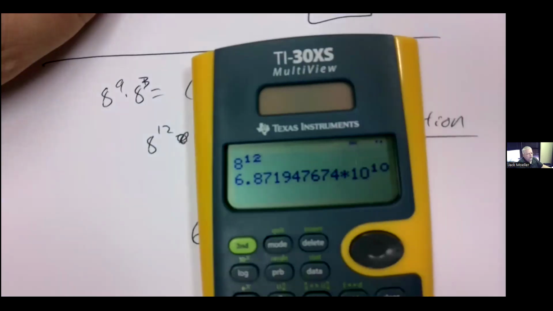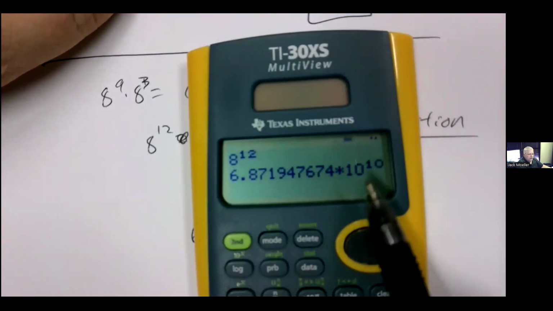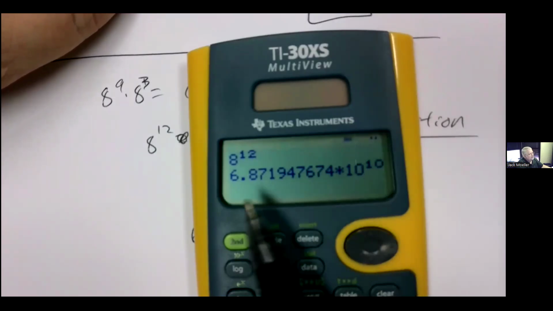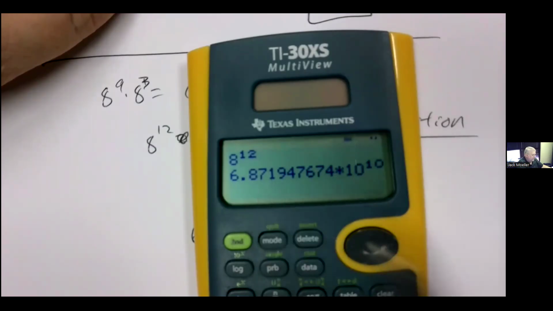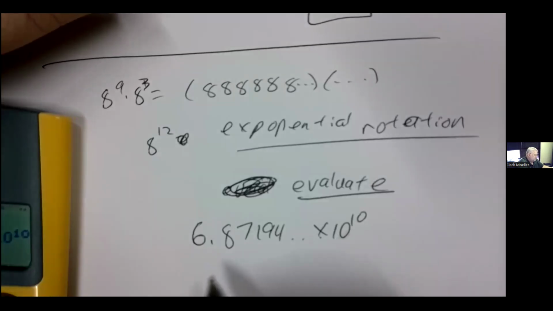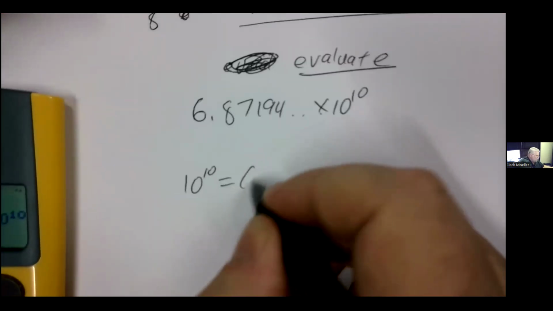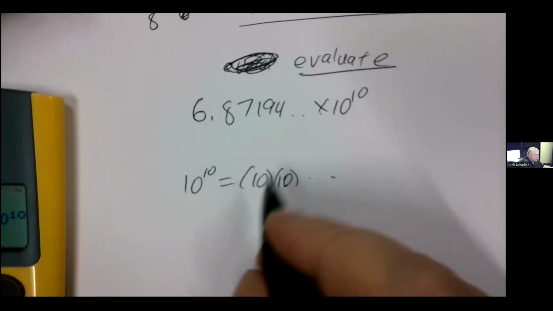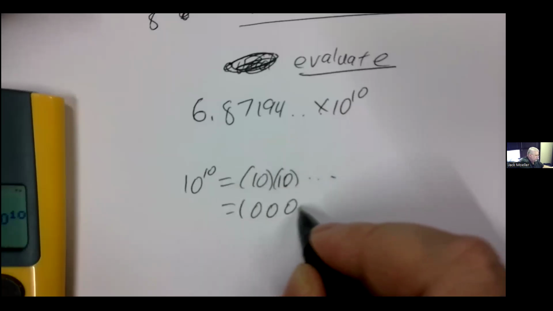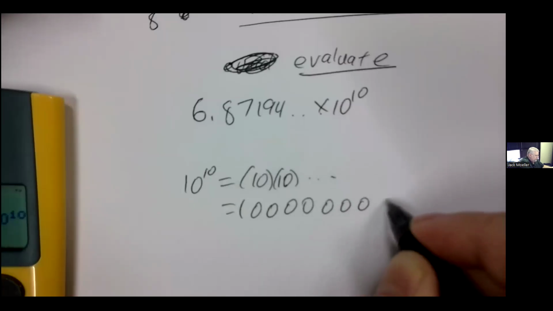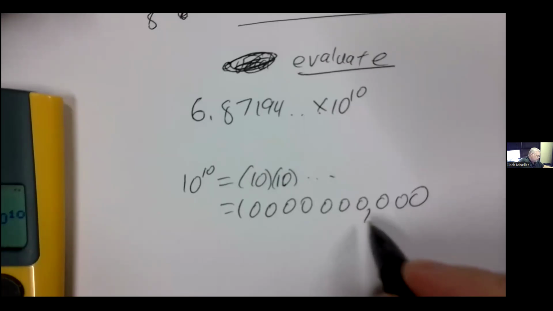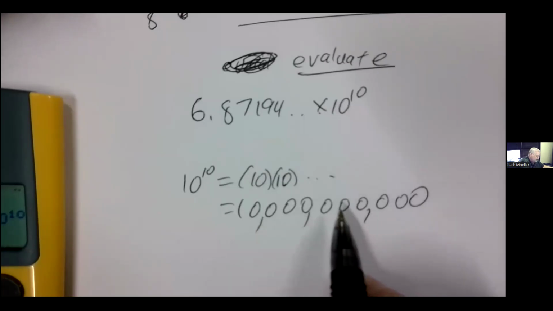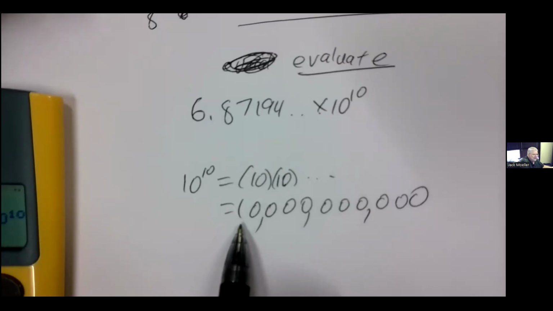Well, often what I hear is students don't know what that means, so they ignore it, so they answer just 6.87. This is definitely not 6.87. So what does 10 to the 10th mean? Well, 10 to the 10th means 10 times itself 10 times. And if you're familiar with this, that's 1 followed by 10 zeros. Thousands, millions, billions. So 10 to the 10th is 10 billion.